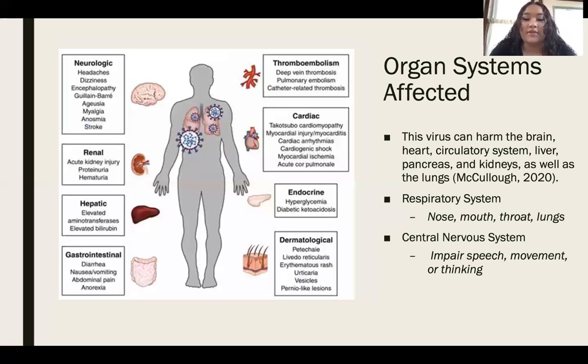According to McCullough, the virus can harm the brain, heart, circulatory system, liver, pancreas, and kidneys, as well as the lungs. And COVID-19 affects all the organ systems, for example, the respiratory system, and it affects the nose, mouth, throat, and lungs. And for the central nervous system, COVID-19 can impair speech, movement, or thinking.